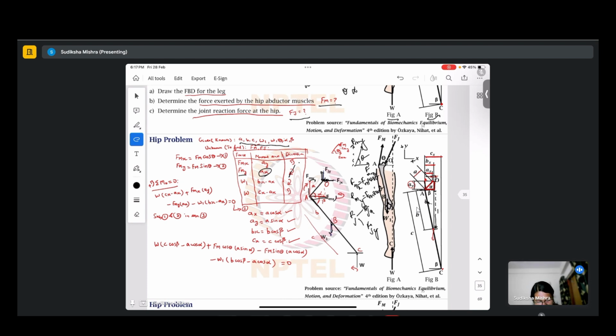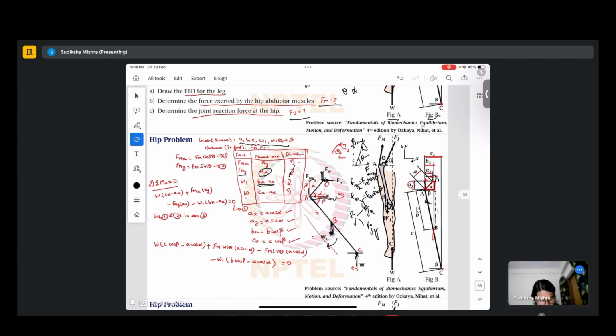So w1 is at a distance of bx minus ax. Now the moment arm for w1 is bx minus ax. w1 is in this direction, it will move this way because the origin is here, so it's also in the clockwise direction.